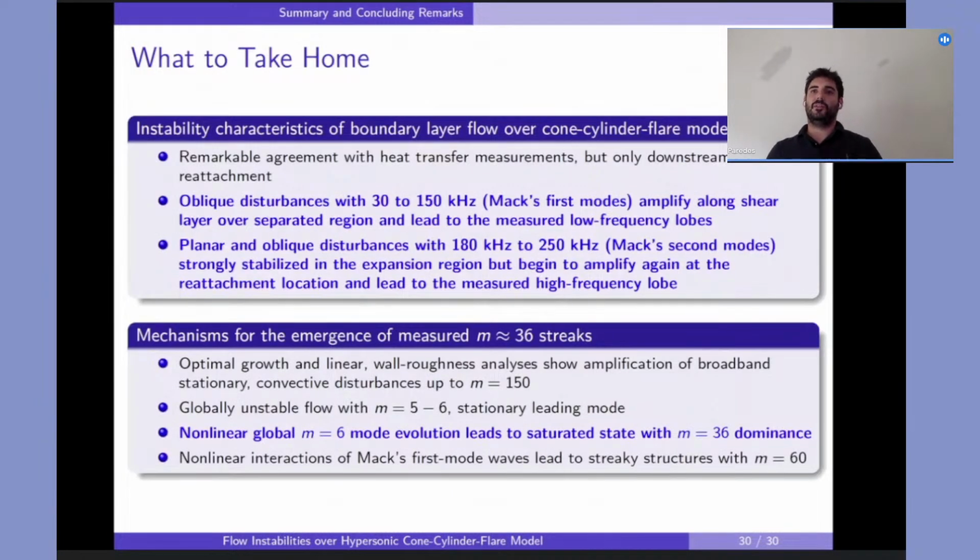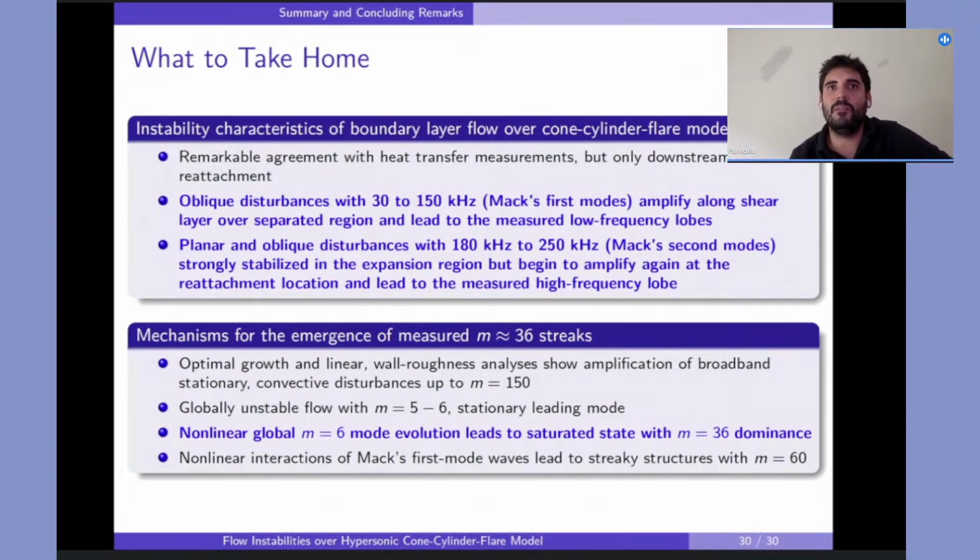So just to conclude, I hope you understood everything here. What to take home is that the instability characteristics of the boundary layer flow over the cone-cylinder-flare model were studied. We found a remarkable agreement with the heat transfer measurements, but only downstream of the reattachment. The oblique disturbances with 31 to 150 kilohertz, what we commonly call the Mack first modes, amplify along the shear layer over the separated region and lead to the measured low frequency lobes. So that's something we understand now that we didn't know before.